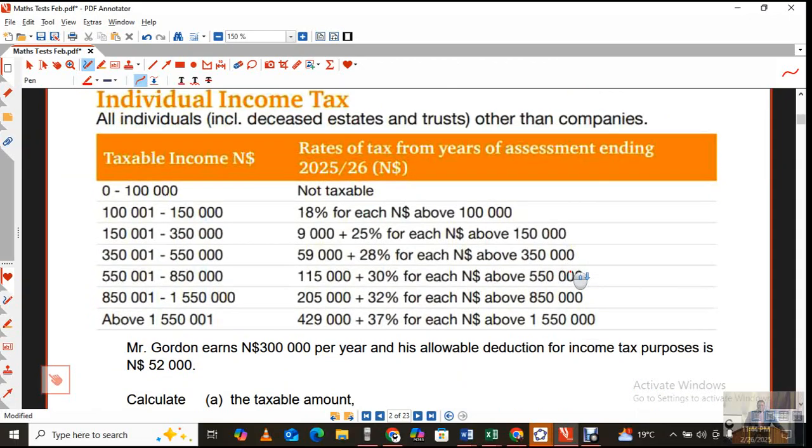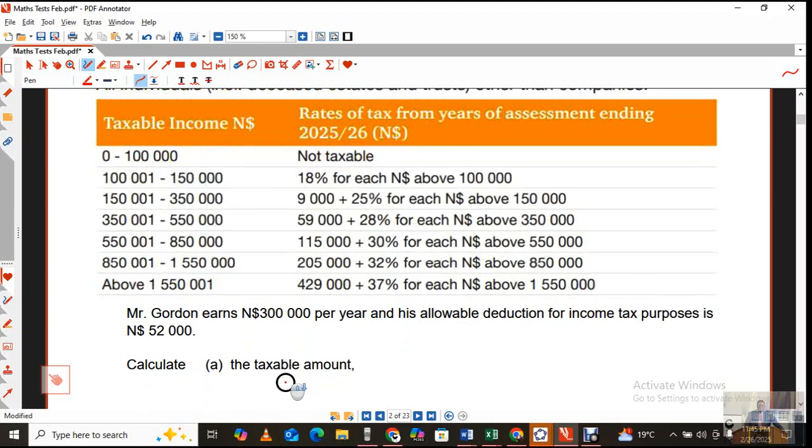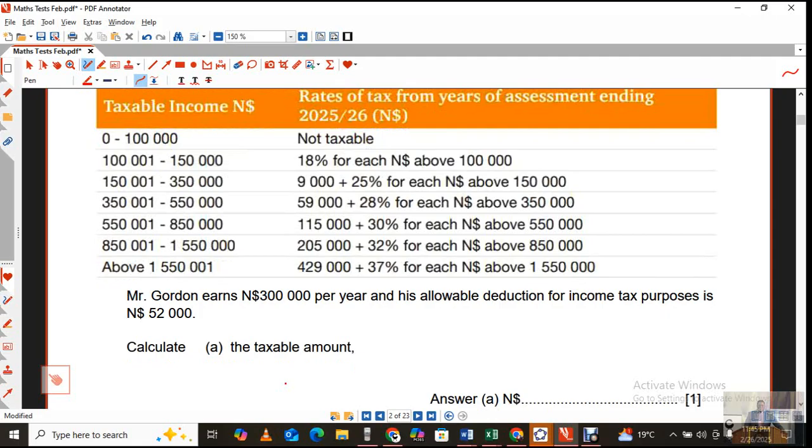All right, let's go to question 6 again. You have got the individual tax income structure of Namibia. Obviously, these things change year in, year out, or periodically. But these are the rates from the year of assessment ending 2025, 2026. These things are available. Now, we have a certain Mr. Gordon, who earns 300,000 Namibian dollars per year. And then there are things that should be deducted for tax purposes, so they shouldn't essentially be taxed.